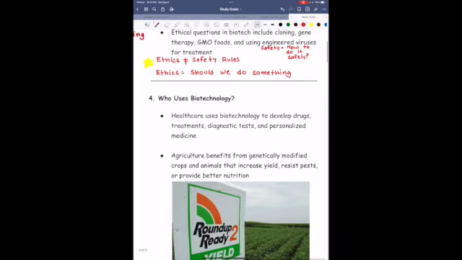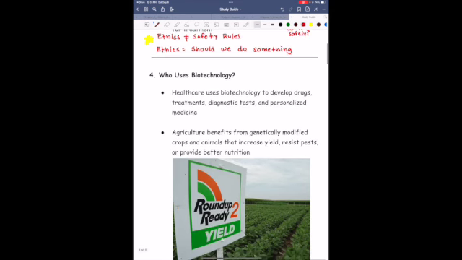All right, who uses biotechnology? Remember, the main driver of biotechnology is the healthcare industry. They use biotechnology to make drugs, to develop new treatments, to better diagnose, and to make personalized medicine, right? Remember, personalized medicine is treatment based on a person's individual genetic profile. So not one size fits all.